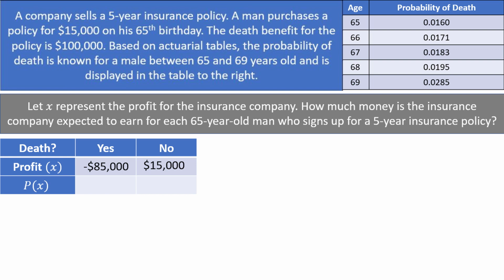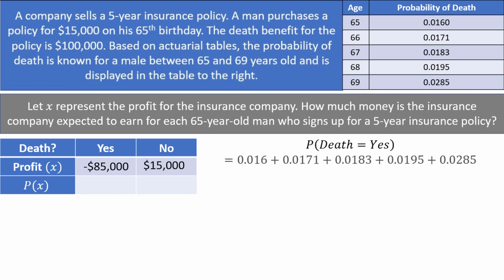Let's now calculate the probabilities. The probability the individual dies, which could be represented as the probability death is equal to yes, or the probability that X is equal to negative 85,000, is just the sum of all of the probabilities in the age table. The chance that a 65-year-old dies in any of the 5 years he has the policy is the sum of the 5 probabilities, since each year is mutually exclusive. When we add the 5 numbers together, we get 0.0994. There is a 9.94% chance that a 65-year-old man dies within 5 years of taking out this insurance policy.